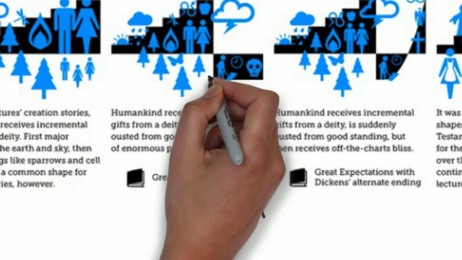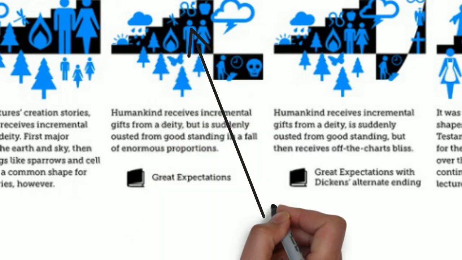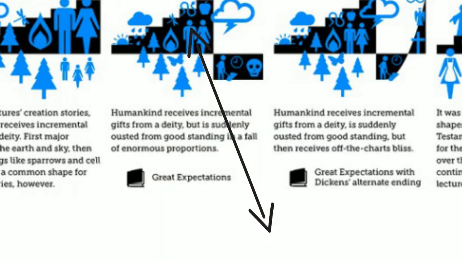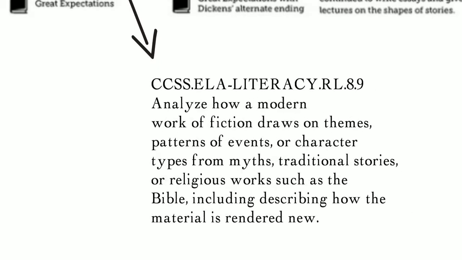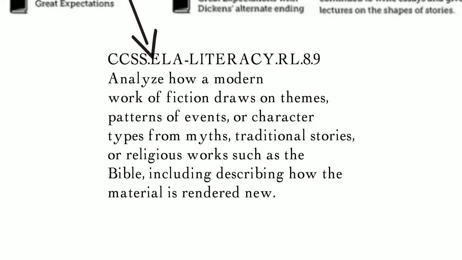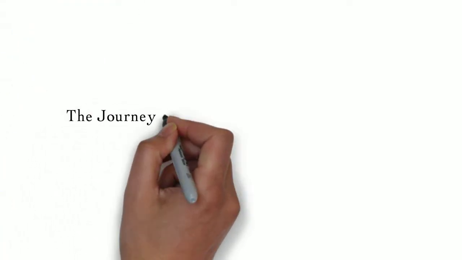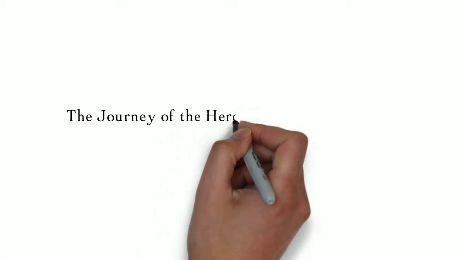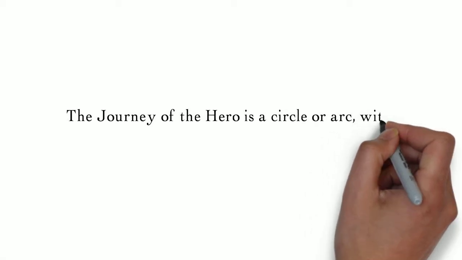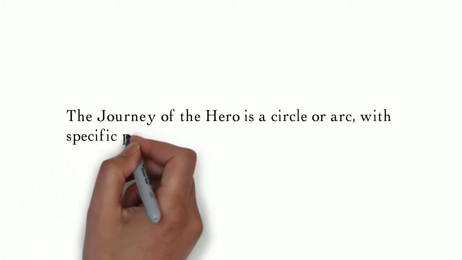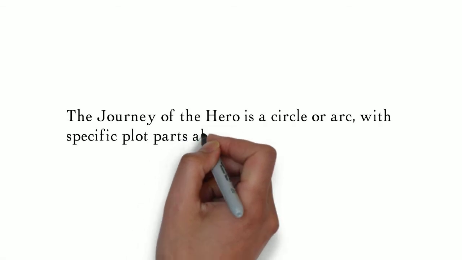You need to know that all of this also goes in with the Common Core. There are standards that directly support the learning of understanding themes and patterns and character types. There's a type of a story called the Journey of the Hero, and it's one of my favorite story patterns. In fact, almost any movie that you see and almost any story that you read follows the Journey of the Hero pattern.